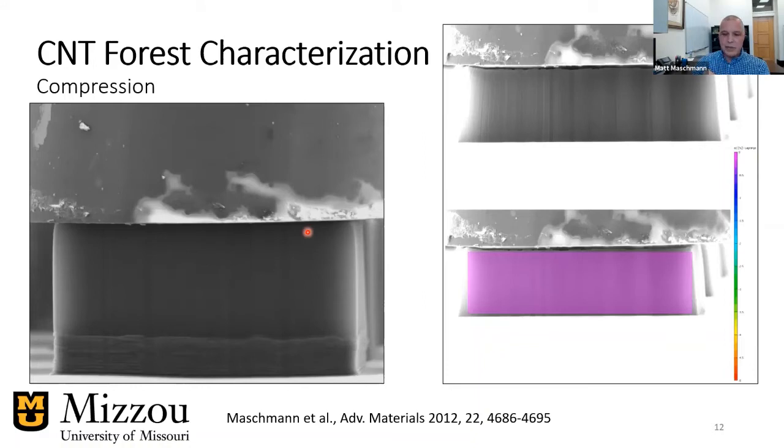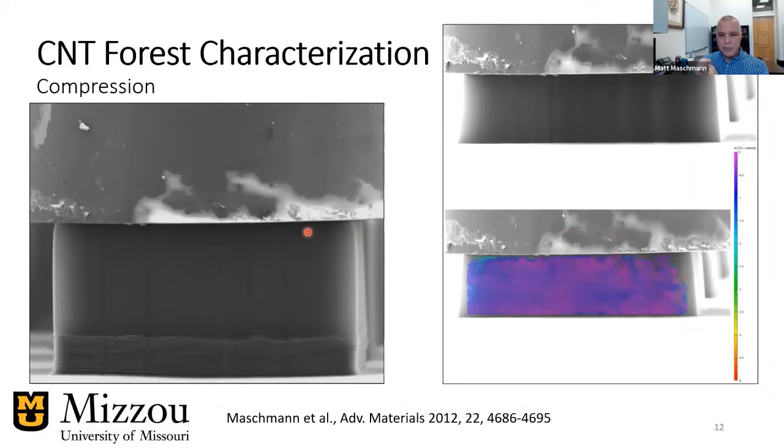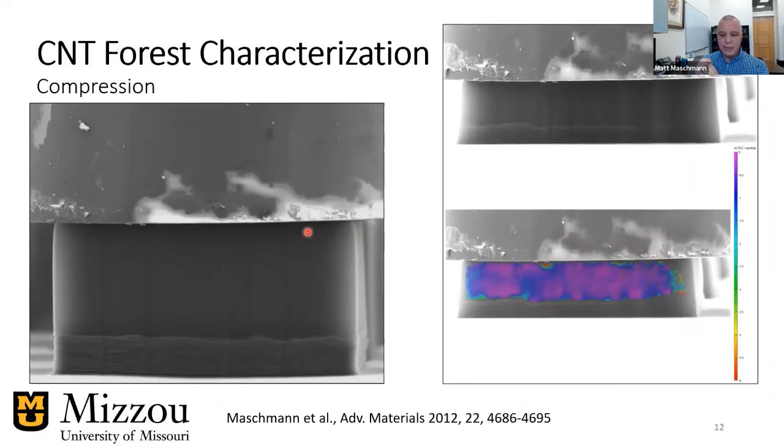And something that's kind of interesting here, just an FYI really, but you can apply digital image correlation, and you can track the strain in these materials as they're being deformed using just SEM images.